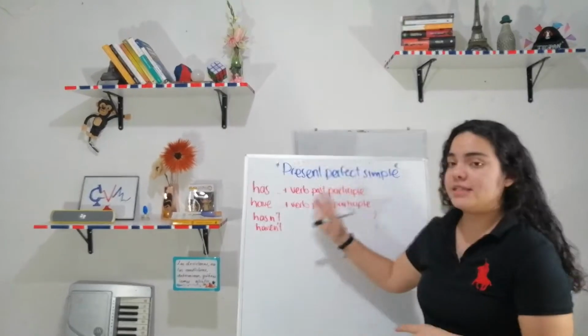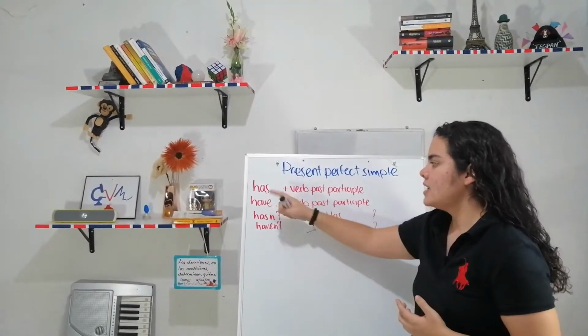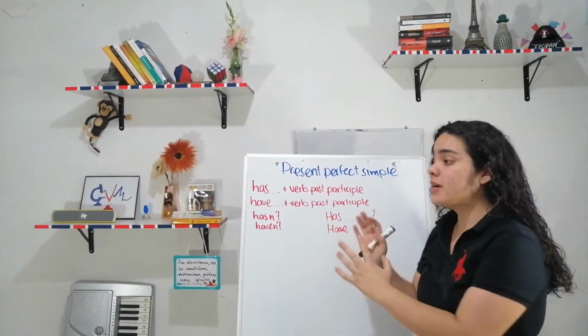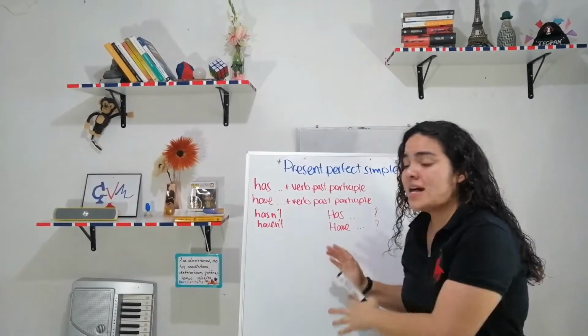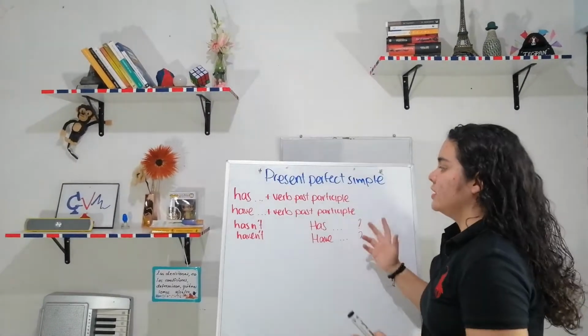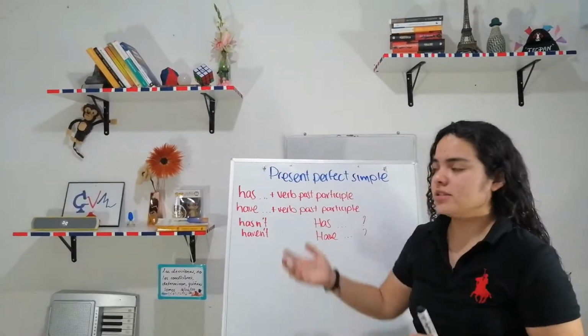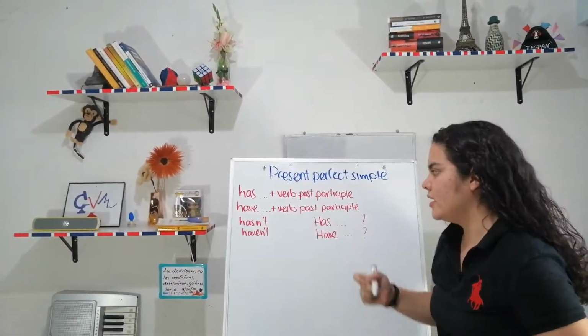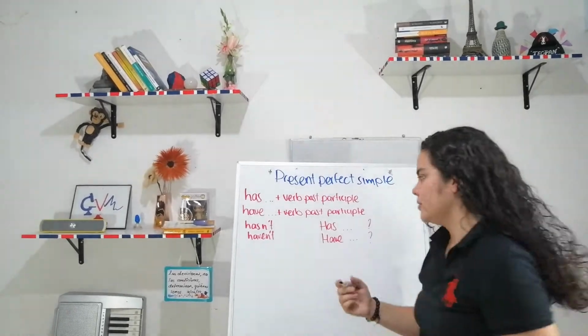For using present perfect simple, we have the auxiliary has and have. Has for singular and have for plural. Remember, it's very different to have the verb have than to have the auxiliary have or has. For example, if we're going to make a sentence using has for a singular, we could say, she started the homework.